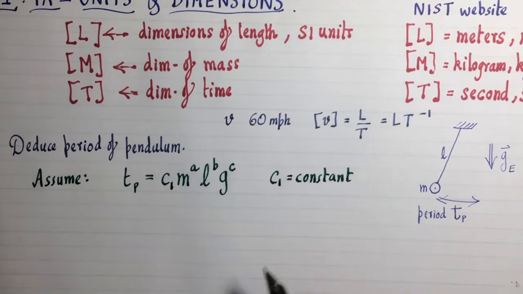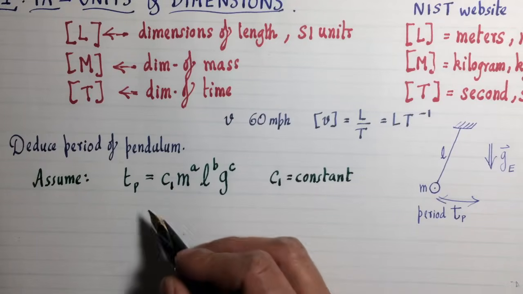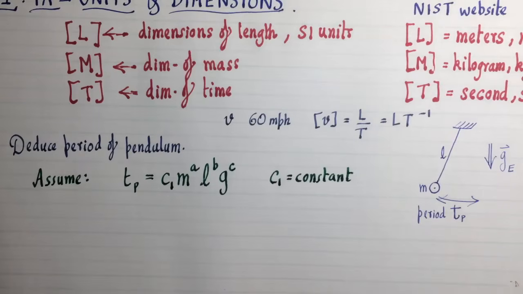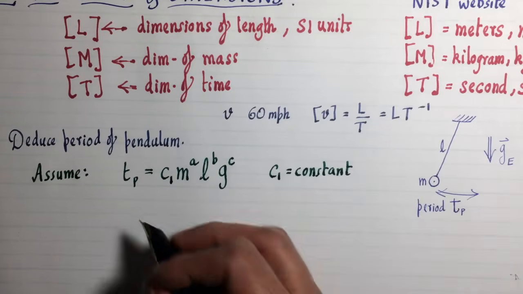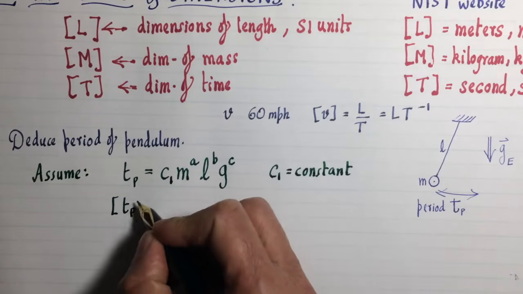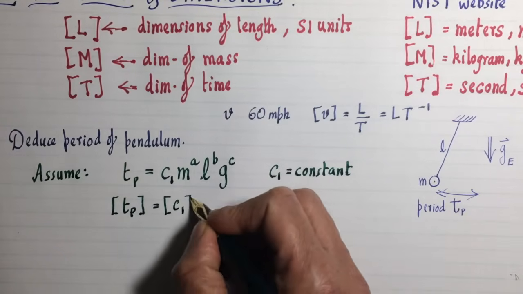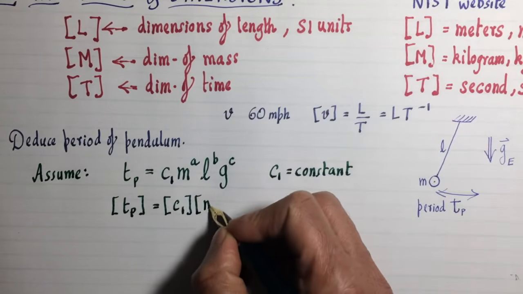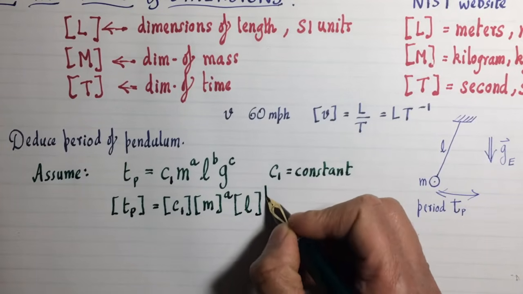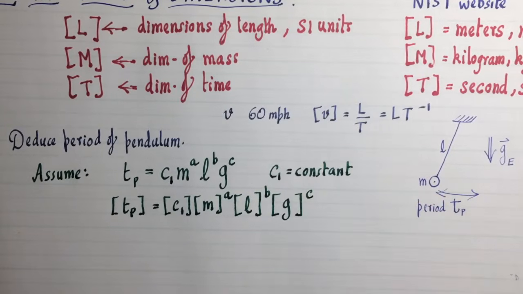Amazingly, this will tell us the period of the pendulum up to a constant, because this constant C1 has no dimensions. If you don't have any dimensions, this method is useless in determining that quantity. So let's take the dimensions on both sides. So dimensions of T, Tp, are going to be the dimensions of C1 times the dimensions of M to the power A, dimensions of L to the power B, dimensions of gravity to the power C.